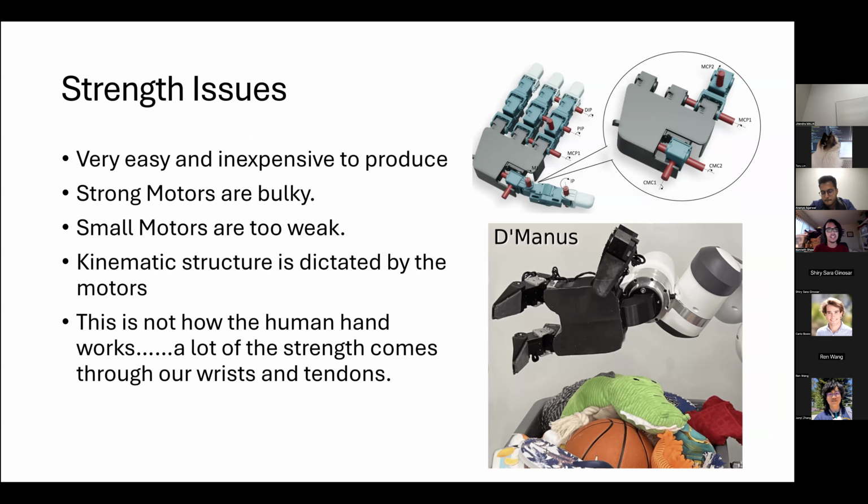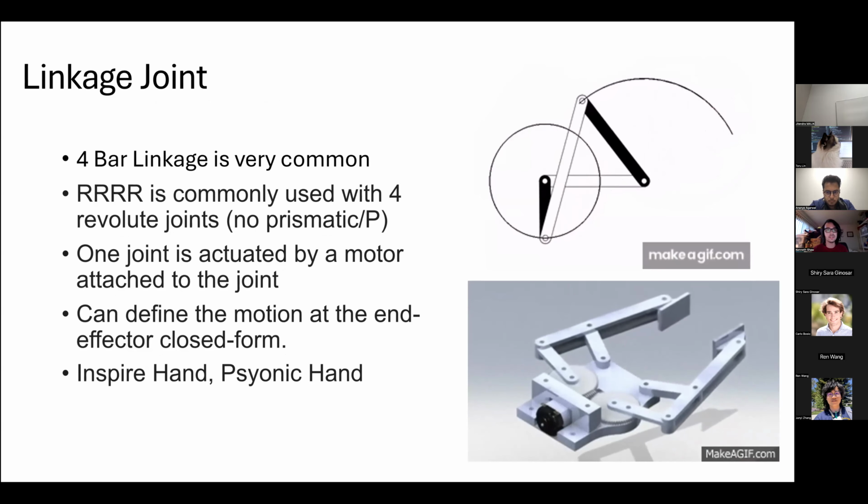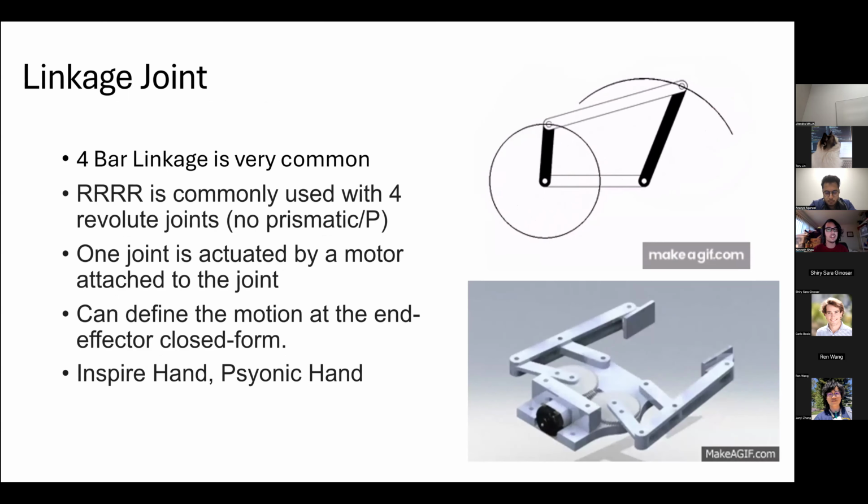And also the structure, the kinematic design, is typically dictated by the motor size. So you'll get really bulky and boxy hands. And this is really, as you saw in the lecture, not how the human hand works. A lot of the strength of the human hand comes from our wrist and tendons. A lot of our actuation doesn't actually happen inside our hand itself, but the power is transferred up.